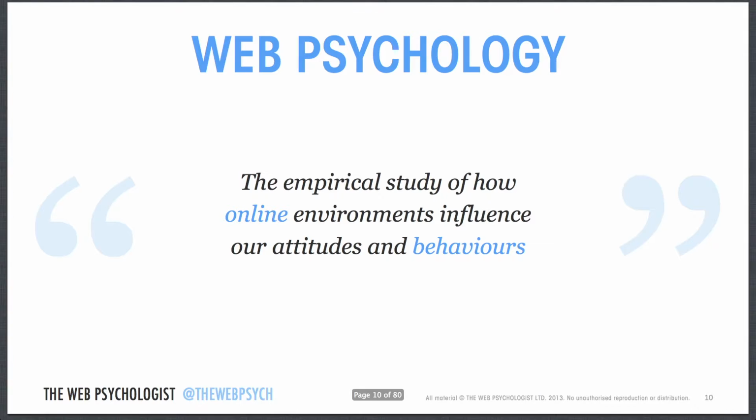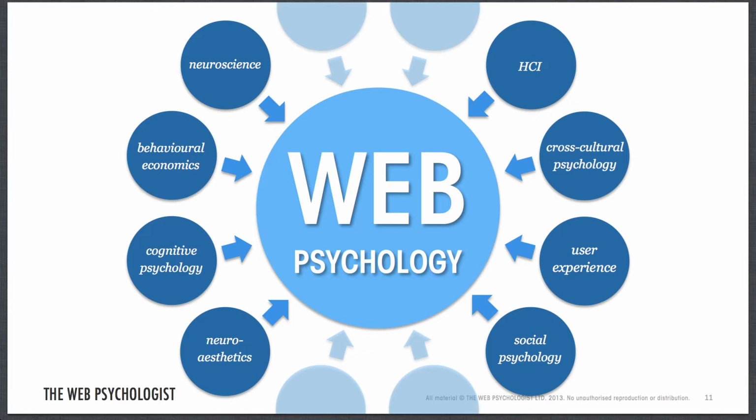These are some of the people I've spoken with about this particular subject, which is web psychology, which I define as the empirical study of how our online environments influence our attitudes and our behaviors. It draws from a whole bunch of different fields. I'm sure some of you are very familiar with some of these. So things like human-computer interaction and the broader computer sciences, cross-cultural psychology, which is something I'm particularly interested in, UX, social, neuroaesthetics, cognitive, behavioral economics, the list kind of goes on. If you think of web psychology as being like the diamond on which all of these facets of different types of disciplines intersect, that's kind of how I perceive it.